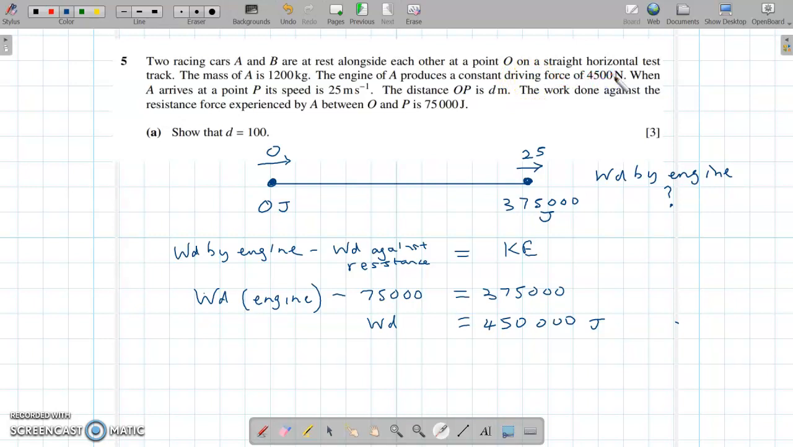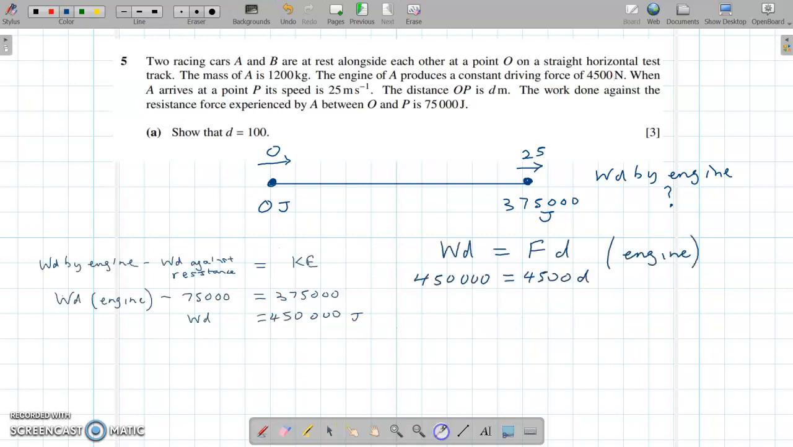We can use work done is force times distance to work out the distance. Okay, work done is force times distance. So 450,000 equals 4500d. So we work out d is going to be 450,000 divided by 4,500, which is 100 meters. Okay, we've shown that d is 100.